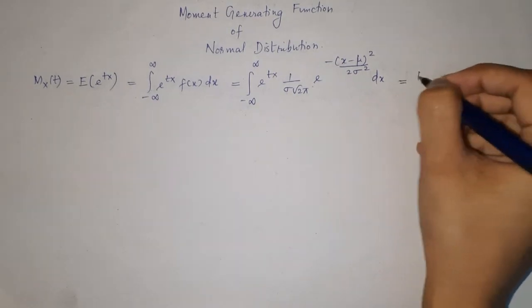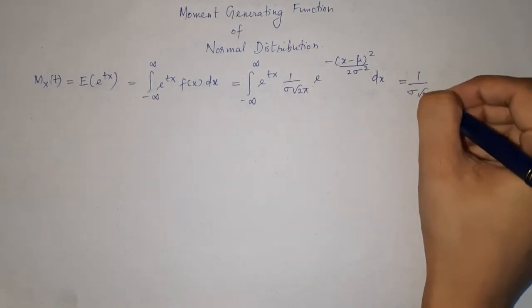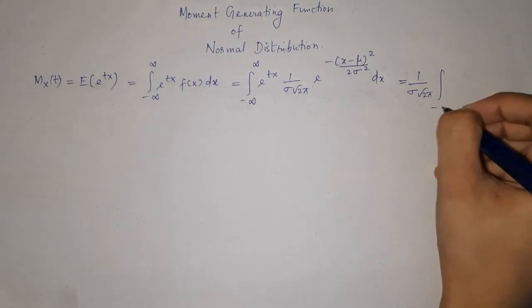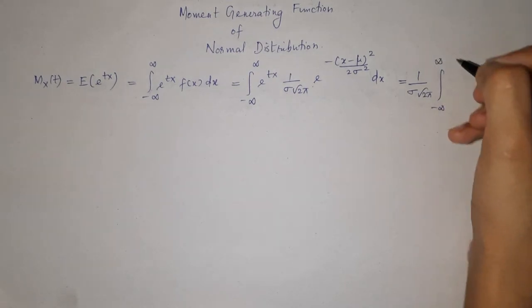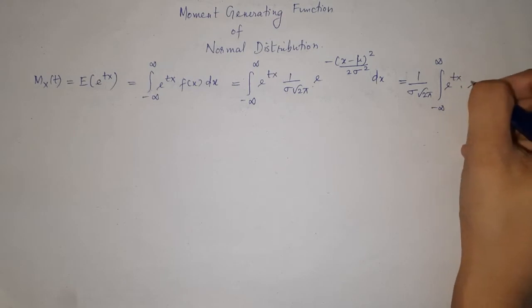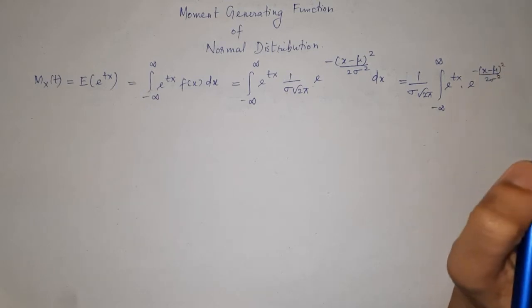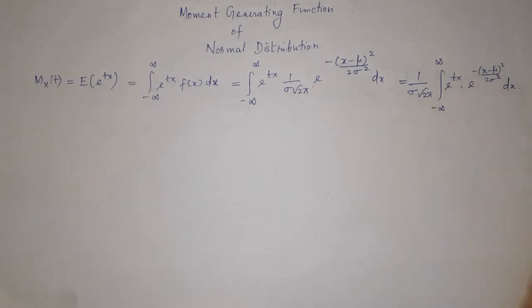So I am going to take the constant terms outside, that is 1 by sigma root 2 pi is taken outside the integral from minus infinity to infinity. What is left is e raised to tx into e raised to minus (x minus mu) the whole square divided by 2 sigma square, and dx.